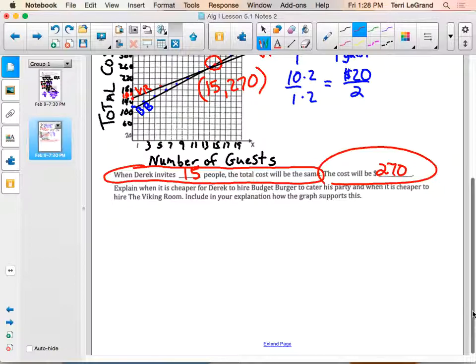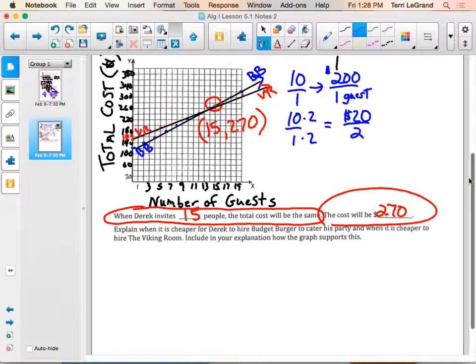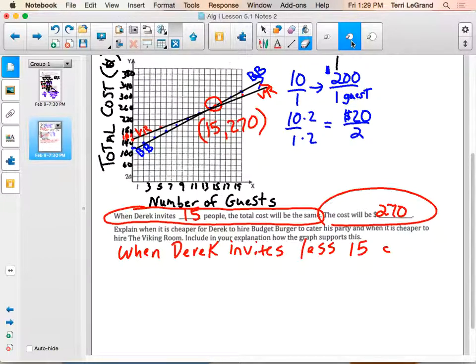Okay. So when is it cheaper to hire Budget Burger? Ricky? Anywhere before that point. Okay, and how does the graph support that? By showing that it. Here's Budget Burger. So you're saying anywhere before 15? Yeah, because it's below the Viking Room. Yeah, because the line is lower, the Y values are lower there, and that's the total cost, isn't it? Okay, so we're going to say when Derek invites less than 15 guests.